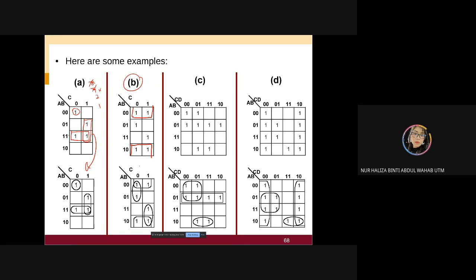This is 4 cells, which are adjacent to each other. Ding ding, I already did one. Then I check the next. I check the next, which is another. I check this one. I can have it like this.